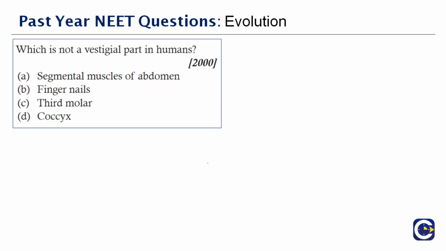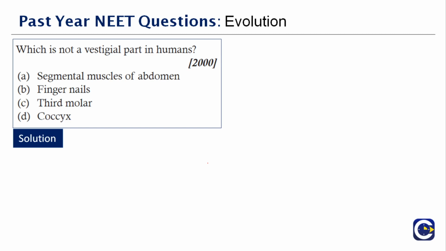Fine. Next question here. Which is not a vestigial part in humans? This question was asked in the year 2000. So before we go into the answer directly, let's discuss what vestigial organs are. Any idea? Vestigiality is the retention, during the process of evolution, of genetically determined structures or attributes that have lost some or all of their ancestral function in the given species. Okay, so what are the vestigial organs in humans?